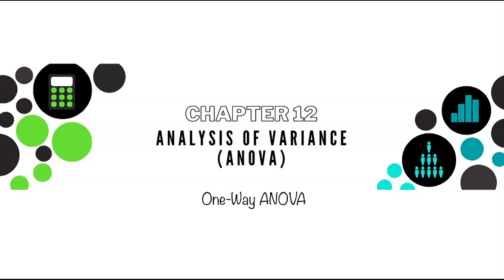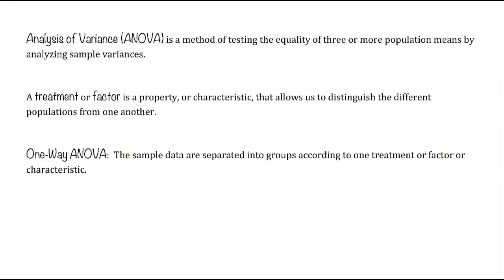In this lecture video, we'll begin the conversation about analysis of variance, also known as ANOVA, and we begin with one-way ANOVA. Analysis of variance, or ANOVA, is a method of testing the equality of three or more population means by analyzing sample variances. We are testing to see if three or more population means are equal to one another. And even though we're analyzing variances, it's really a test for equality of means.